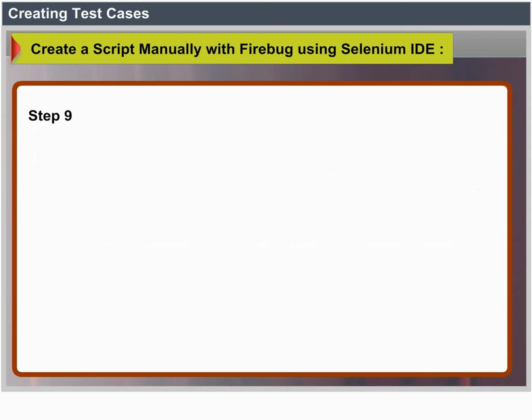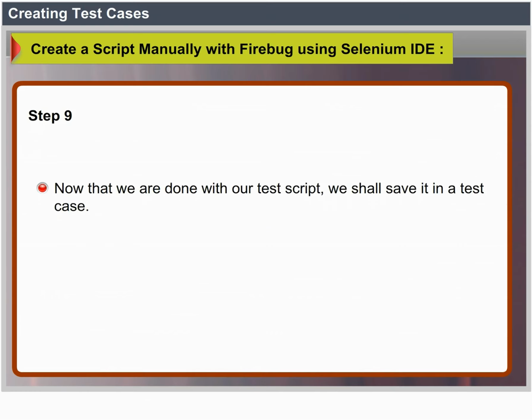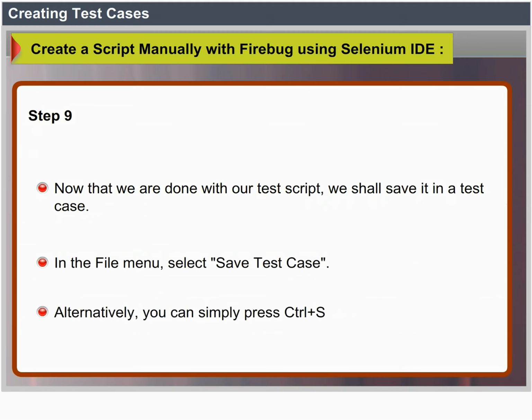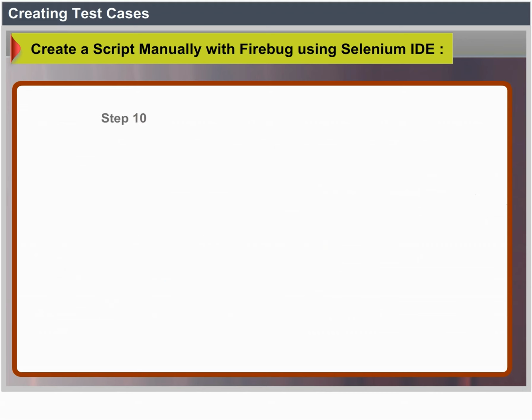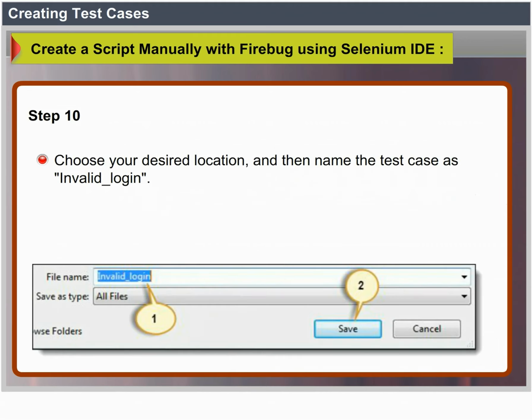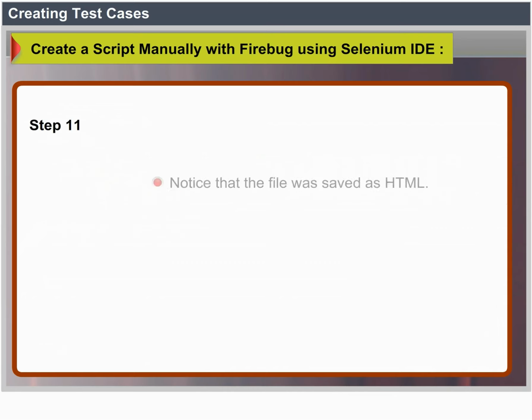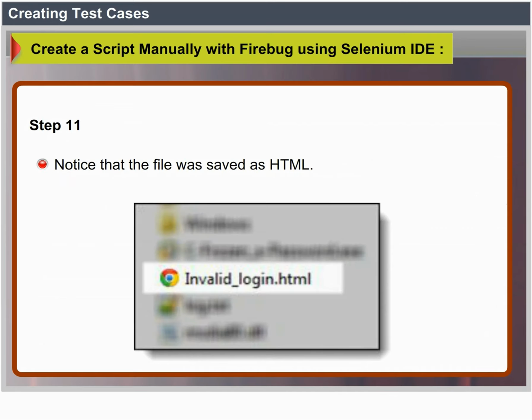Step 9. Now that we are done with our test script, we shall save it in a test case. In the File menu, select Save Test Case. Alternatively, you can simply press Ctrl+S. Step 10. Choose your desired location and then name the test case as invalid_login. Click the Save button. Step 11. Notice that the file was saved as HTML.